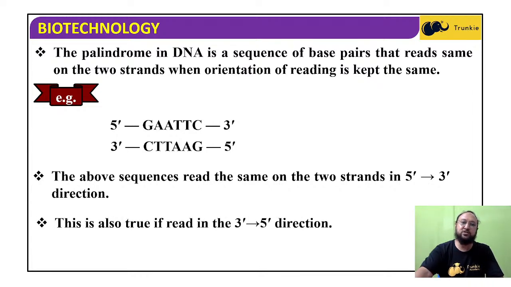This is also true if we read in the 3' to 5' direction: it will be CTTAAG, and on the complementary side again CTTAAG. So this is the kind of sequence where we read the same from both sides. That is called a palindrome in DNA, or a palindromic sequence of the DNA.